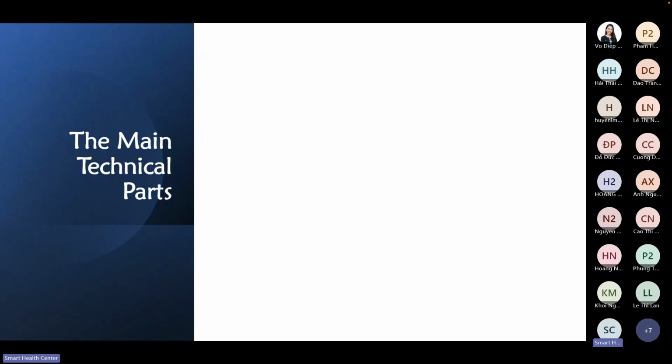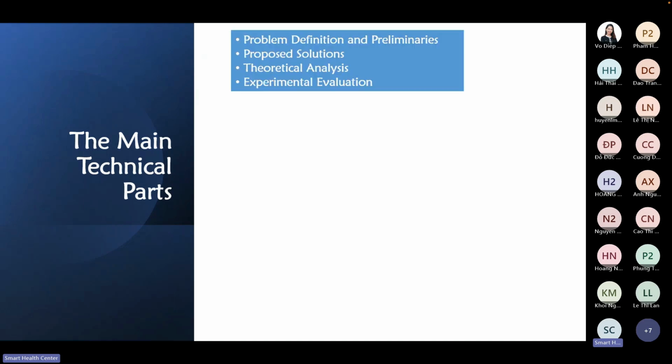I haven't gone to the technical yet, but here is the main technical part of the writing itself. Typically, that's the typical structure, right? Problem definition and preliminary result, then your solution, and if you have theoretical analysis, your theoretical analysis. If you have experimental evaluation, then experimental evaluation. So that is the layout typically. Of course, be flexible and be creative.